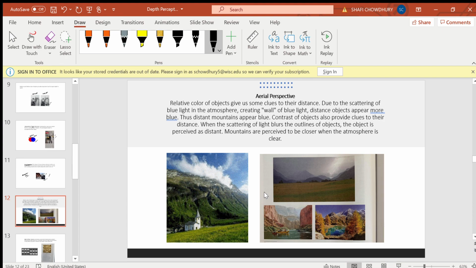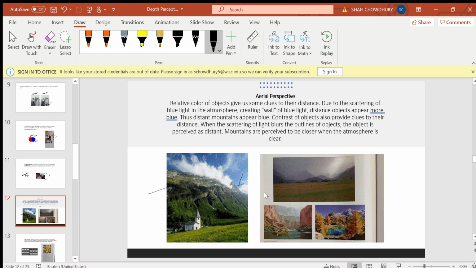This is another monocular cue, and we know that near things, if you see the near part of the mountain, it is pretty clear and the color is more bright. And if you look at the far mountain here, you see the blurriness, and the color gets dull and blurry. So that is one thing your brain uses.